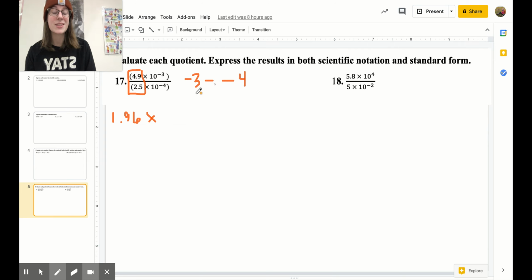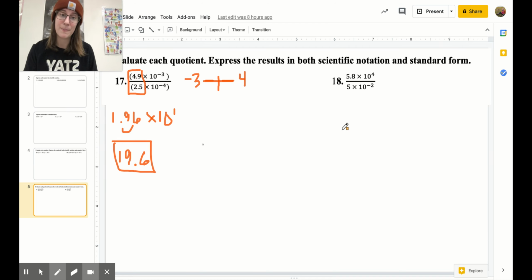The interesting thing with this is minus a negative actually becomes a big old positive. So -3 plus 4 actually ends up being just 10 to the power 1. To express the result in both scientific notation and standard form, so I know 10 to the power 1, I'll just move the decimal once over. So standard form would be 19.6. I just made a real complicated number into a very simple number.